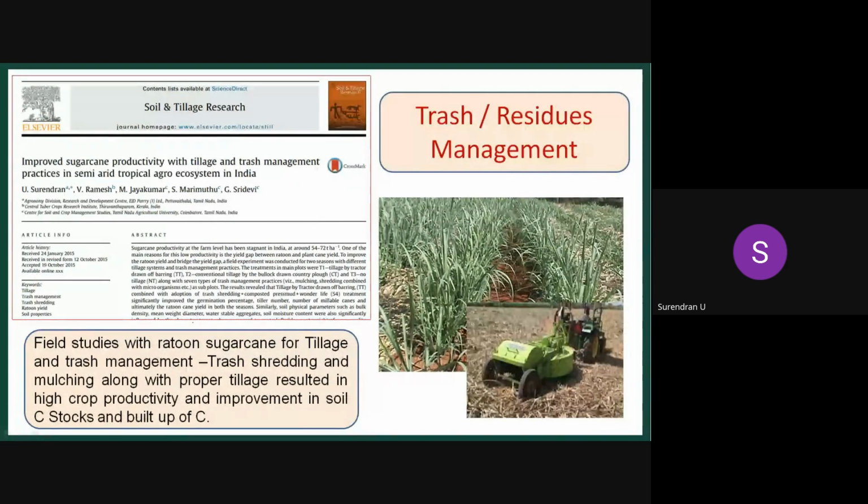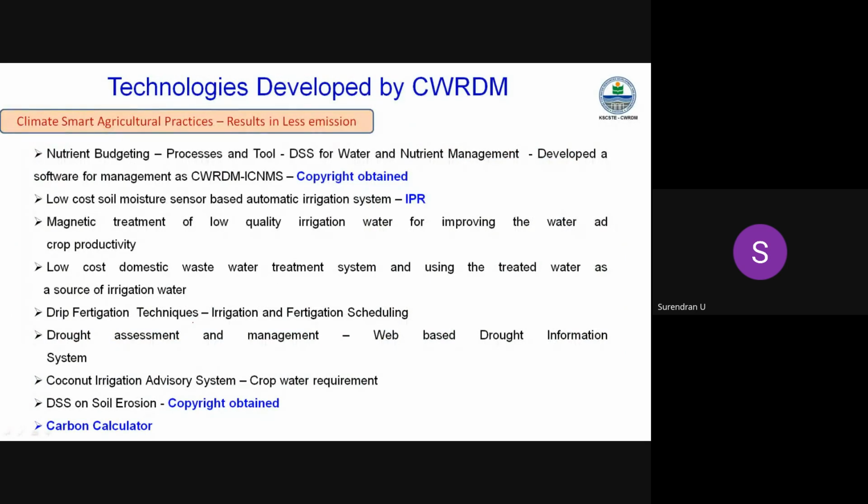Another thing is that under sugarcane we can go for the shredding of trash, which will improve the soil organic carbon in one way. Another way, it results in higher productivity and improvement in the soil health, as well as it is reducing the soil GHG emissions. So these are a few of the technologies which we are having.